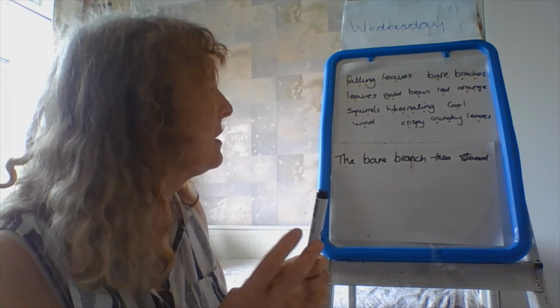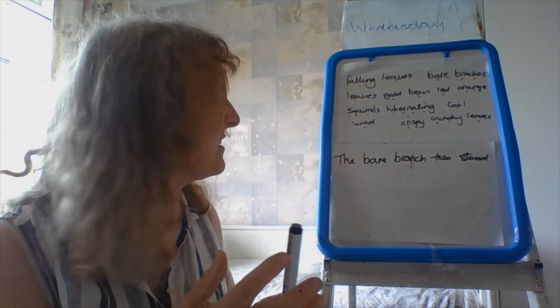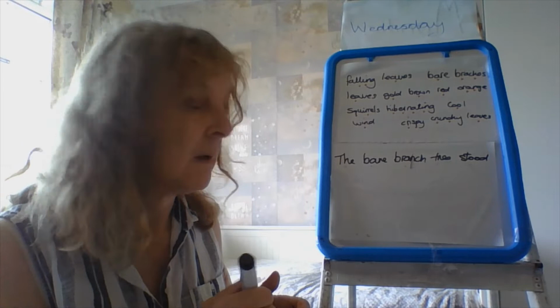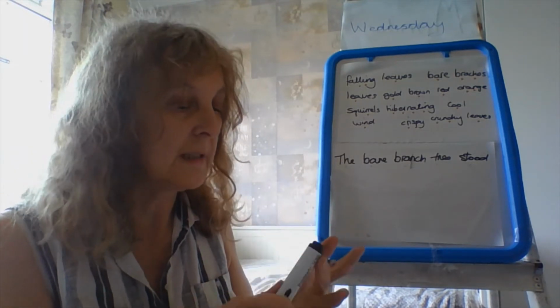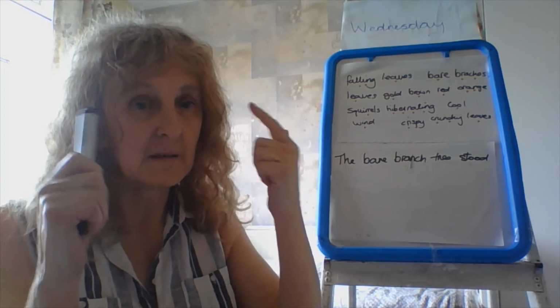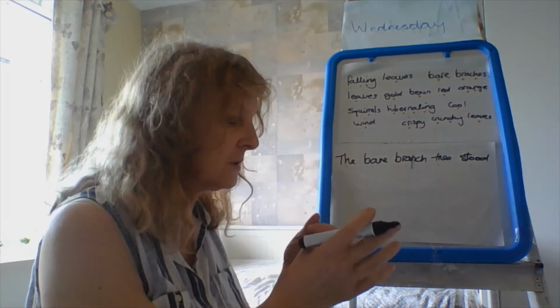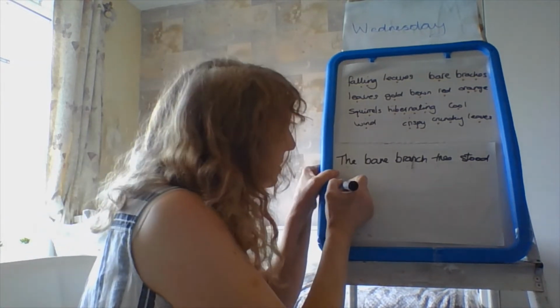Golden leaves. Golden leaves leave the tree. No, golden leaves fall to the ground. Golden leaves fall to the ground. I've got to keep saying it in my head, or otherwise I forget. Golden leaves fall to the ground.